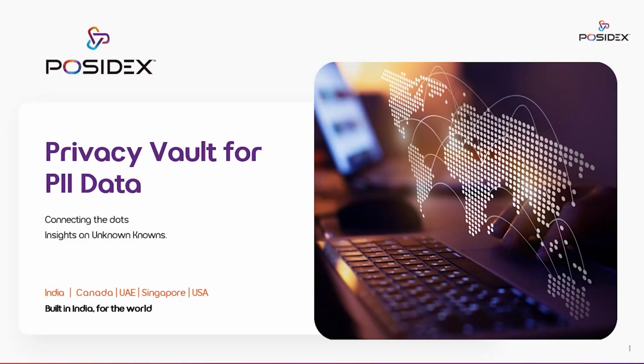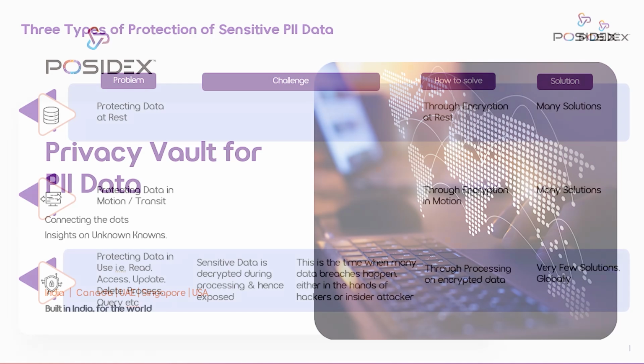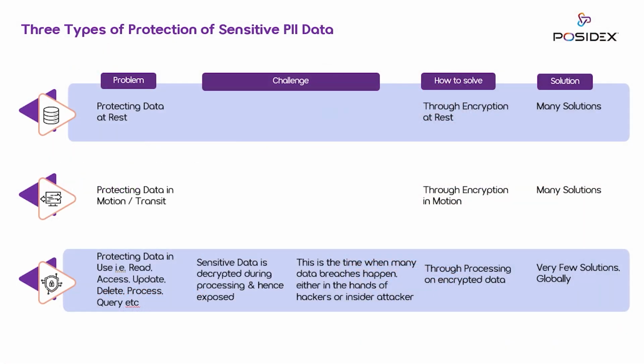Welcome to Privacy Vault for PII data, a unique solution for privacy-preserved processing of PII data using cryptographic computing. PII data needs to be protected in all three states: at rest, in motion, and in use, against attackers both from inside and outside. The problem of protecting PII data at rest and in motion is solved through different types of encryption. However, protecting PII data while in use or in process is still a huge challenge globally.